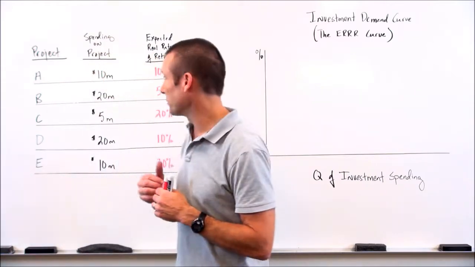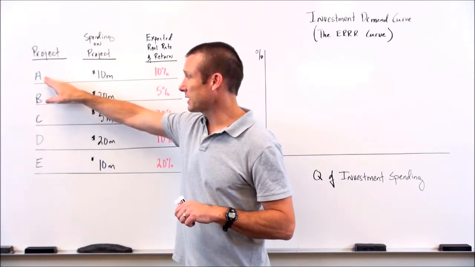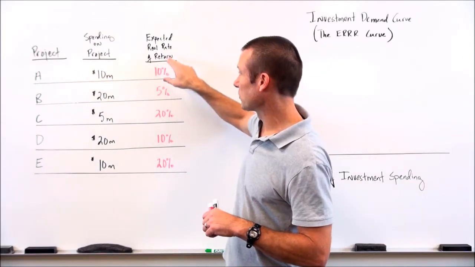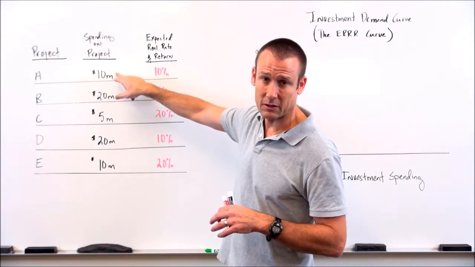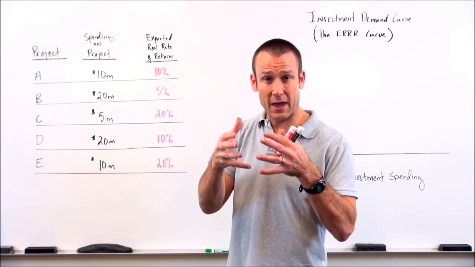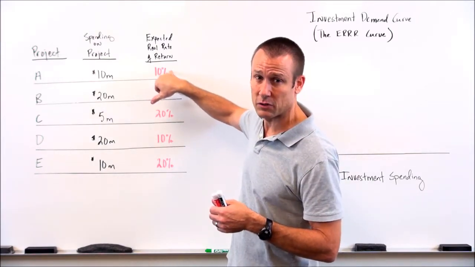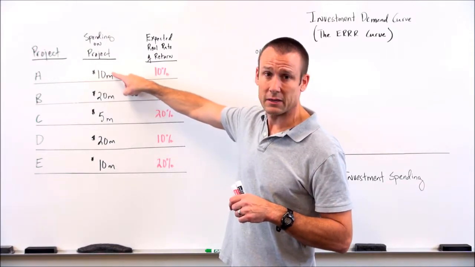I've got some data up here. Okay, this is from our last video. For project A, we're going to spend $10 million, and our expected real rate of return is 10% on that $10 million. But another way to say that, to really get to the marginal benefit aspect of this, is we're going to make a 10% return on each dollar that we spend on project A.